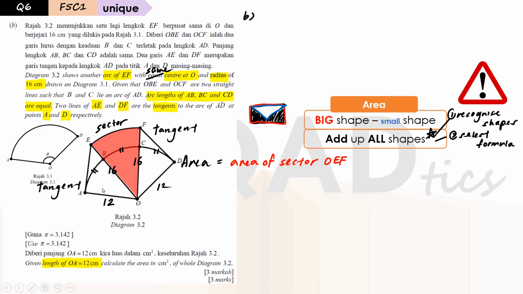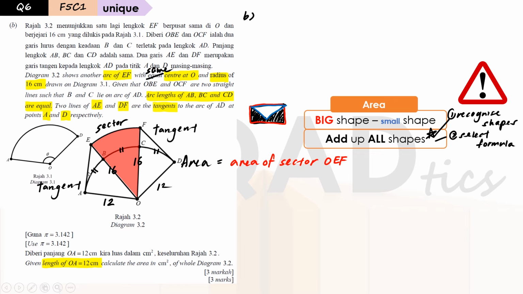If you look here, the shape OAB is also actually a sector, because there's an arc here. This is an arc, so this one is a sector, but how about AEB? This small part here is not a recognizable shape that we can think of, because it's quite small and the shape is, I would say, not recognizable. So how are we going to find out the area of AEB?